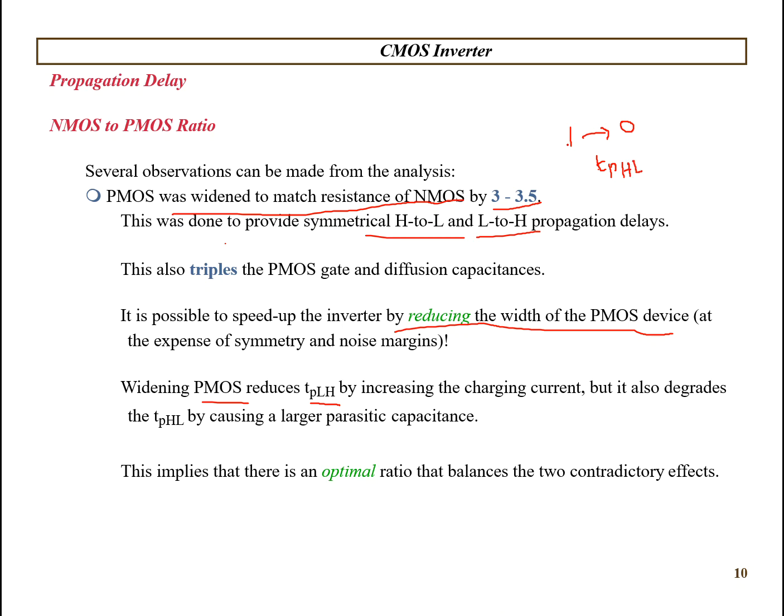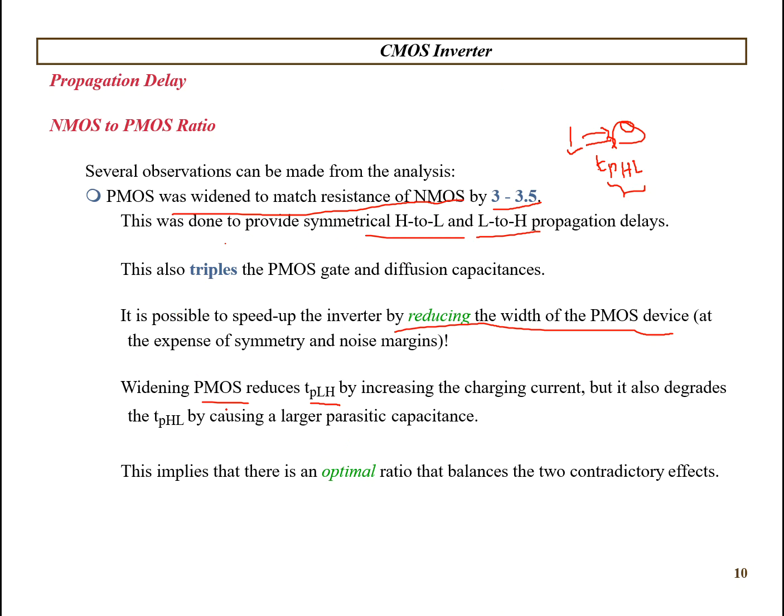Input is 1, it is propagating through the inverter, and you are getting your output as low. That is what your TPHL is, propagating high to low. The time it takes is your TPHL. Similarly for TPLH, that is low to high.